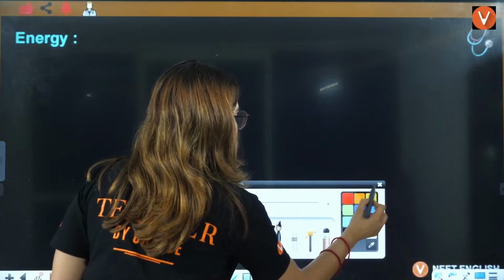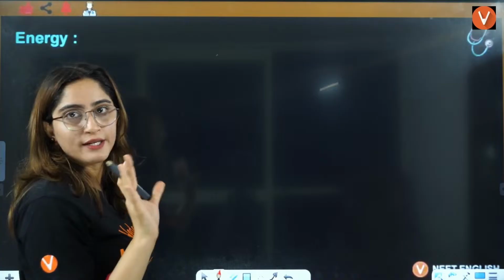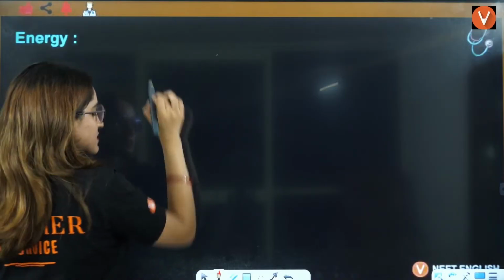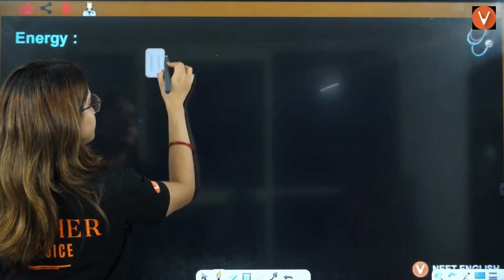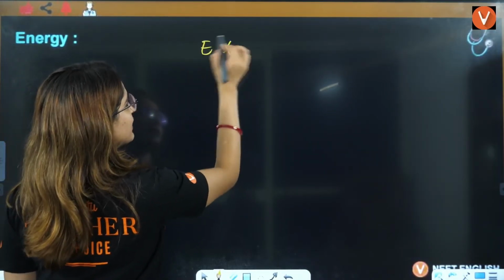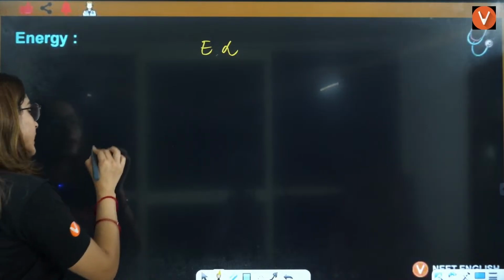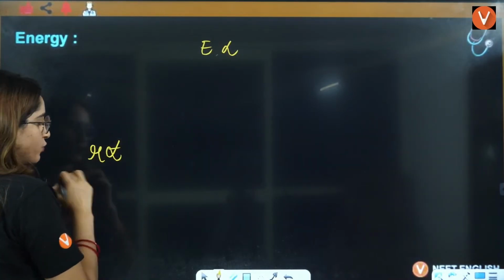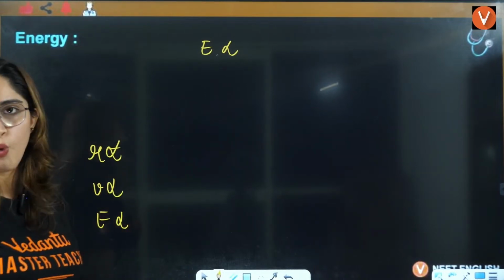So, let's talk about energy. Here we are talking about total energy, right? In the similar way, he calculated energy as well. The energy formula is coming out to be: E is directly proportional to which thing? Everybody in the chat box? Yes. Here we talked about radius being directly proportional to which? Velocity was directly proportional. Energy is directly proportional to what?